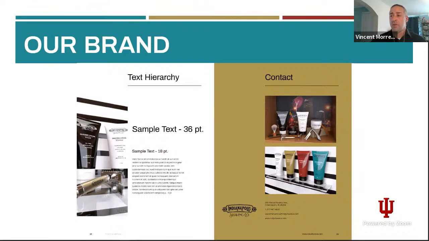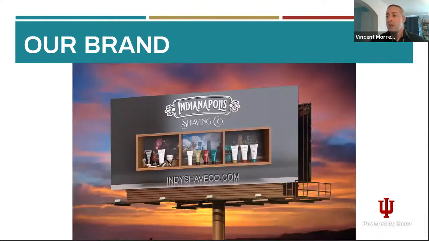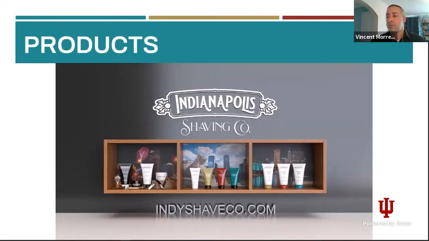Here we have just like what the text would look like in the hierarchy on a printed page, and contact information for the company itself. It's put down at 333 Massachusetts Ave, right in the heart of downtown. This is a mock-up for a billboard that you could see driving down 70 or 65 near downtown. And we're going to jump into products.